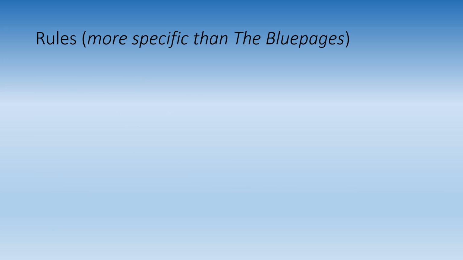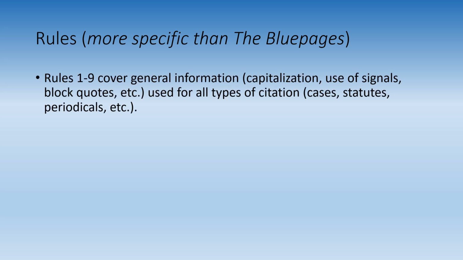The white pages rules, again, are more specific than the Bluepages. Rules 1 through 9 cover general information like capitalization, use of signals, block quotes, and it's used for all types of citation. Cases, statutes, law review articles, everything is covered by 1 through 9. Those are just general rules that apply to every kind of source.